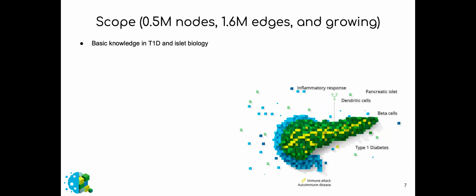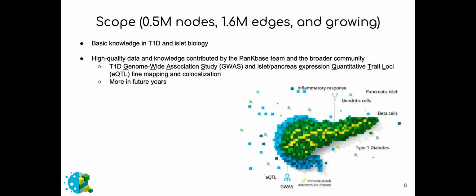So the scope of our knowledge graph at this moment: we have 500,000 nodes, 1.6 million edges, and still growing. This is just a start. We are planning to integrate basic knowledge in T1D research and islet biology. At this moment, we have high quality data and knowledge contributed by the team and the broad community. So far, we only have GTEx, GWAS signals, eQTL signals, and fine mapping and colocalization. We will have more in the future years.